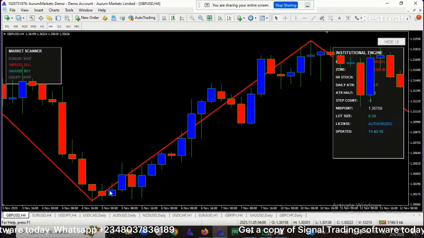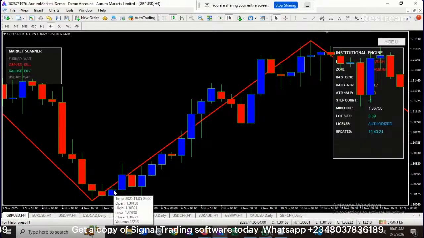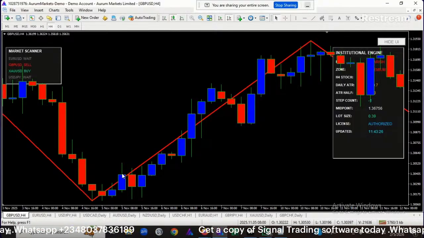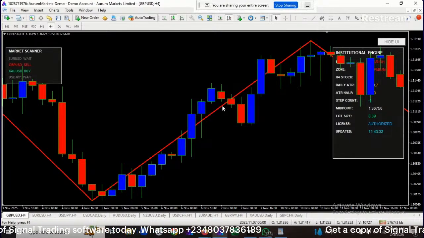Now you can see this bullish candle formed in Asian session, right? So you would have bought from here. But in London and New York, what happened? You can see that they pushed price back again. They pushed price back to this level before going up.